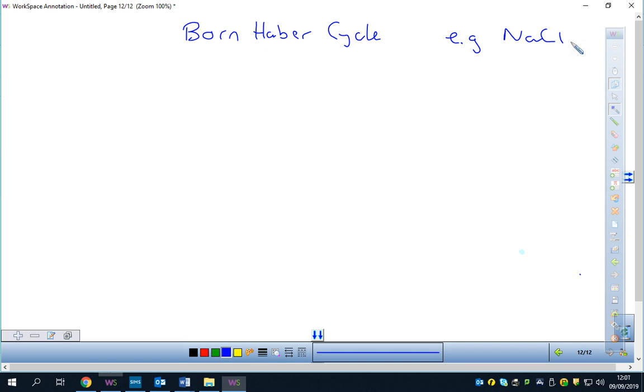My first step when drawing a Born Haber cycle would be, somewhere towards the bottom of your page or workspace, to write the formula of that ionic compound in the state that it is commonly found, in this case a salt.